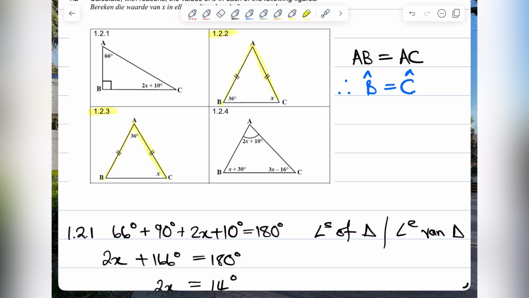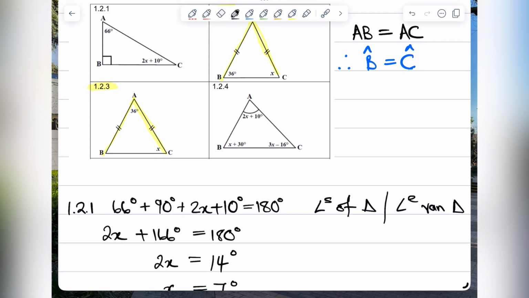So in 1.2.2, the base angles were B and C. In 1.2.3, the base angles are also B and C, but of course, that means that in 1.2.3, angle B will still be equal to angle C because they are the base angles. So angle C cannot be equal to angle A also, because that would make it an equilateral triangle, which it is not. It has not been proven to be that, so it cannot be that. It cannot be equal to angle A.